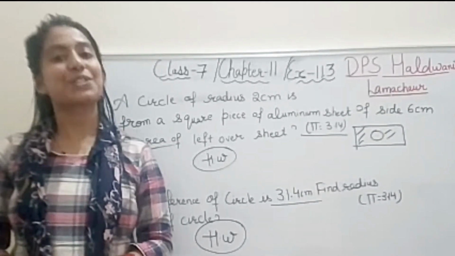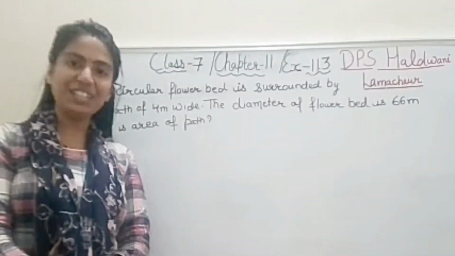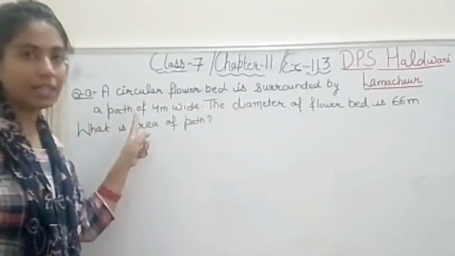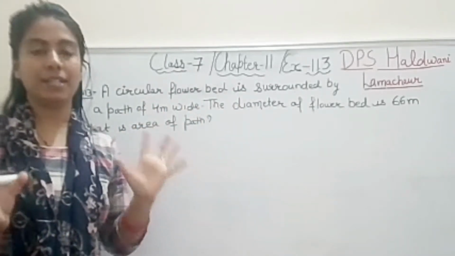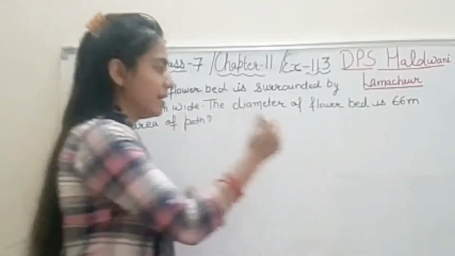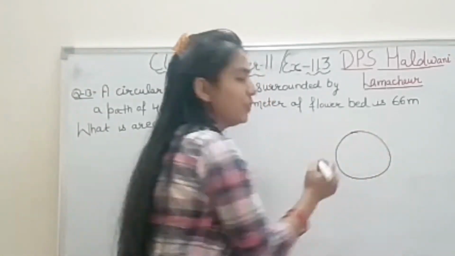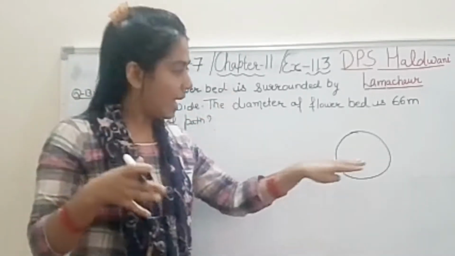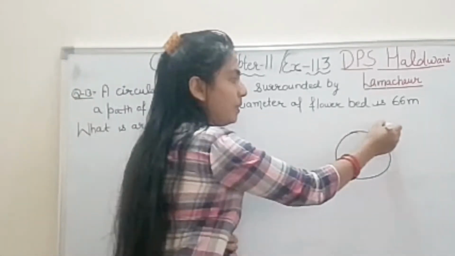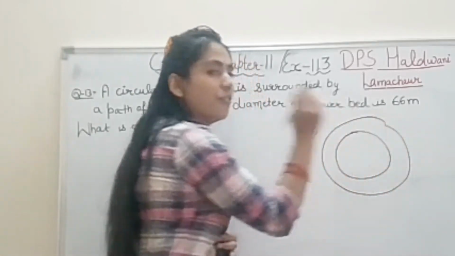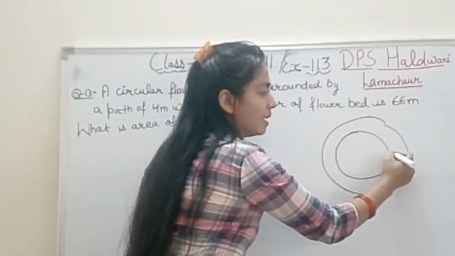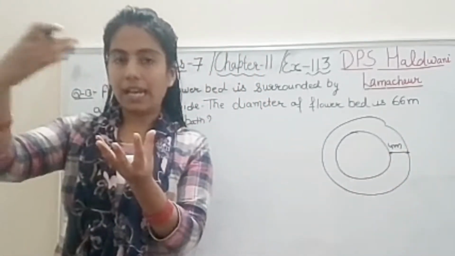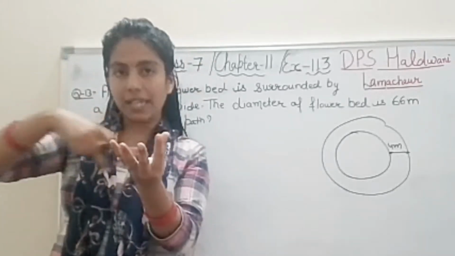Now coming to our next question. Question number 13: a circular flower bed is surrounded by a path 4 meter wide. It means a circular flower bed is there. You know, student, a flower bed is where we grow plants, like you can say kyari. And this flower bed is surrounded by a path which is 4 meter wide. Suppose there is a flower bed and at a distance of 4 meter one path has been made.